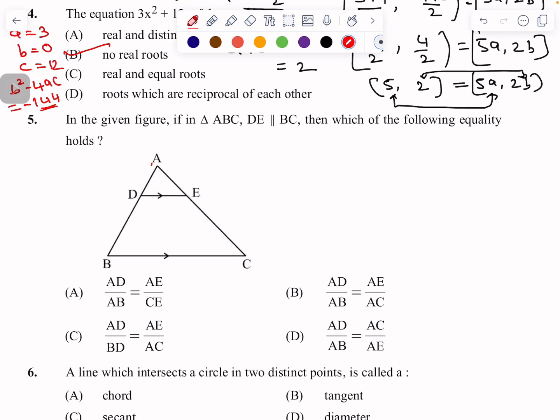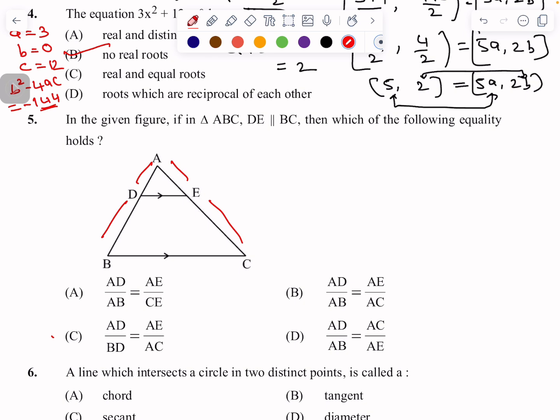Next question here: in the given figure, in triangle ABC, DE is parallel to BC. Then which of the following equalities holds? Here we have the relation AD by DB is equal to AE by EC. Now you see this is AD by BD is equal to AE by EC. So which one is matching your option?